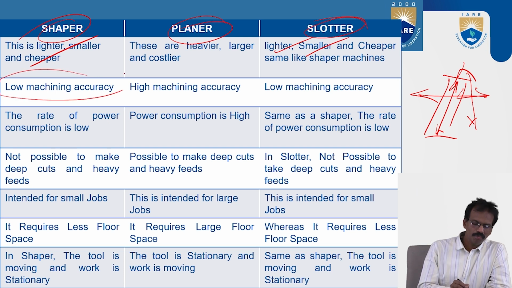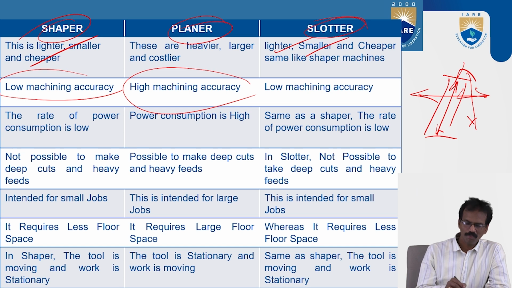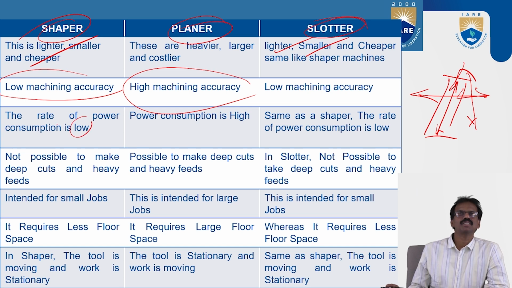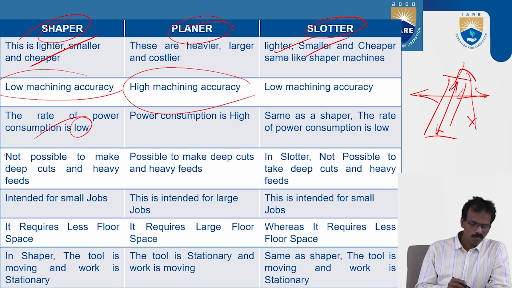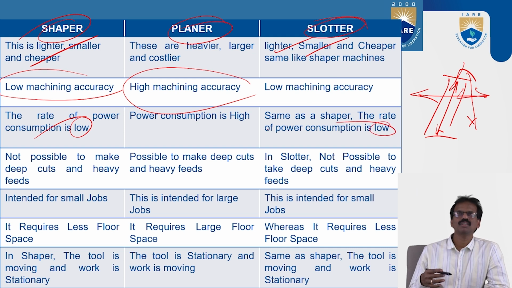So low machining accuracy, because in shaping and slotting we can't maintain the exact accuracy. It means machining accuracy is very low compared to the planer. So by the help of the planer we'll get high machining accuracy. Okay. The rate of power consumption is very low in the shaping machine. Similarly in the slotting machine, the rate of power consumption is also very low.